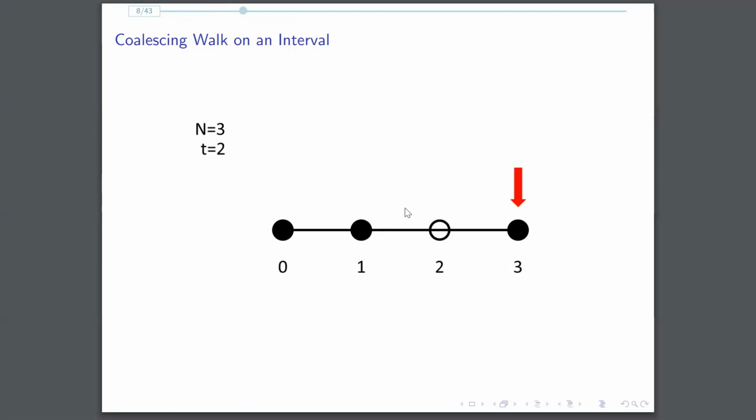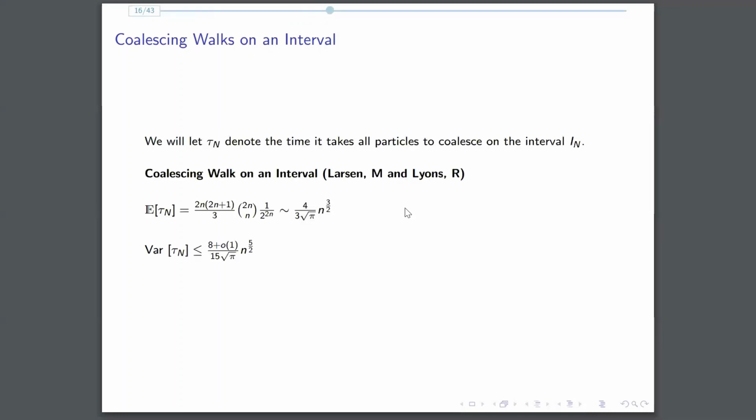Again, for t equals 2, we randomly select an occupied vertex from 1 to 3. In this case, we randomly chose the vertex 3, and we move the particle at vertex 3 to vertex 2, as shown here. This process continues for the next few time steps until all particles coalesce into a single particle at the 0th vertex. We'll let tau_n denote the time it takes for all particles to coalesce on the interval I_n.